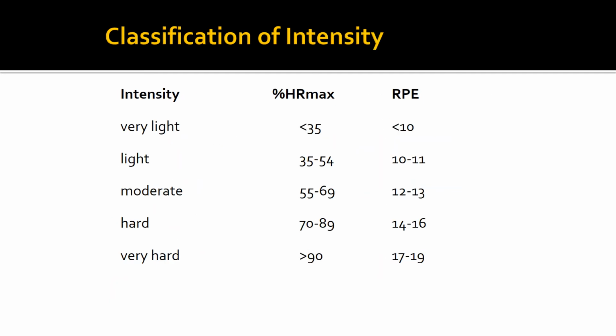We can also look at the RPE in relation to the heart rate max of a person. We can estimate that an RPE rating of below 10 should indicate to us that the person is currently exercising at below 35% of their heart rate max. And if they rate their RPE as between 12 to 13, then they can be achieving roughly about 55 to 69% of their heart rate max.